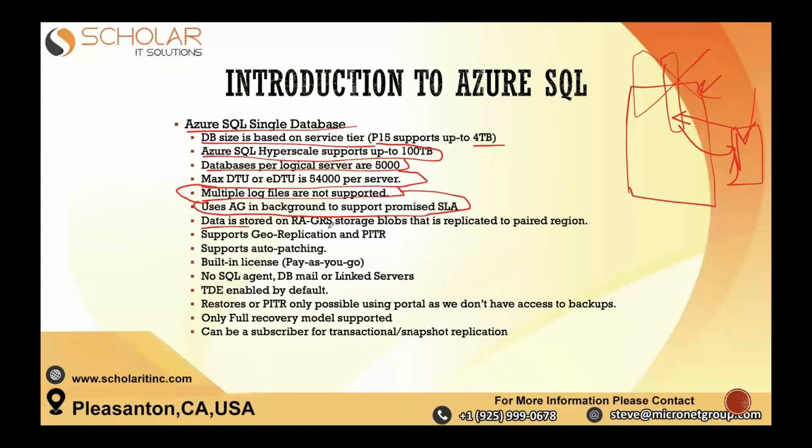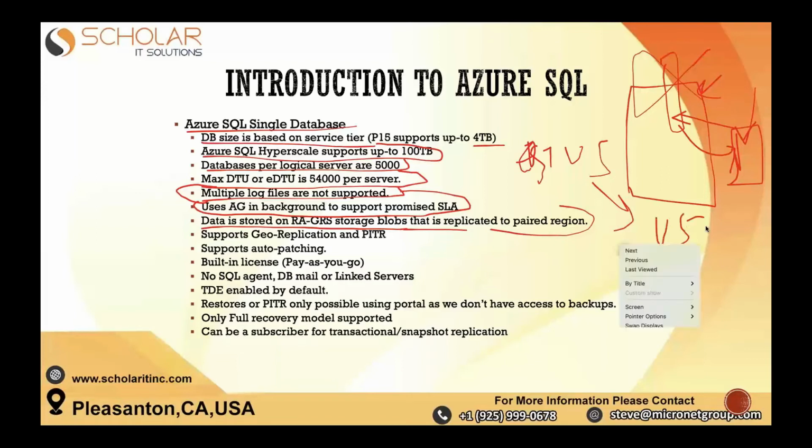Now data is stored on RA-GRS storage blocks. What is RA-GRS? This is read-access geo-redundant storage. The data is replicated to the paired region. Let's say you are in East US, the data may be replicated in the East US 2 region. It supports your application and point-in-time recovery.